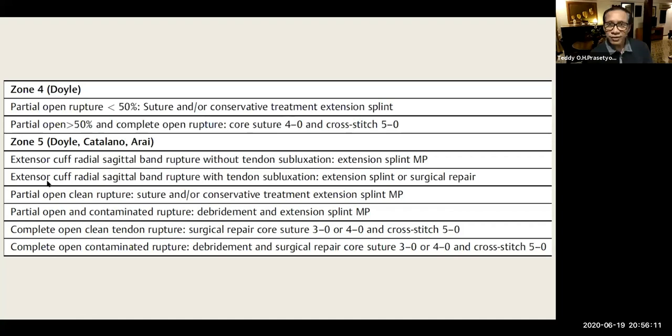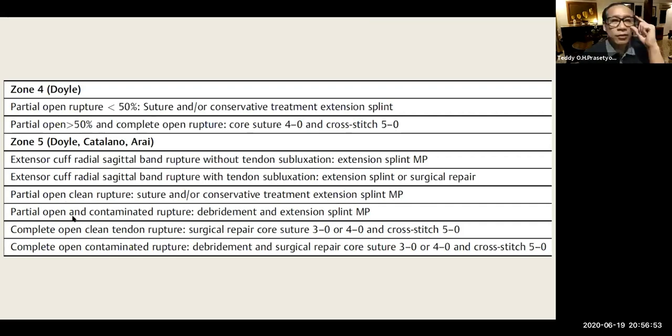So next, extensor cuff radial sagittal band rupture. This is at the radial side. With tendon subluxation, you need to consider surgical repair. In the past, people relied only on splint. But now you actually need to consider repair because of the obvious subluxation. With a partial open clean rupture, you can suture it and or combine it with conservative treatment. Of course, in my understanding, always put the digit or the fingers in the splint.